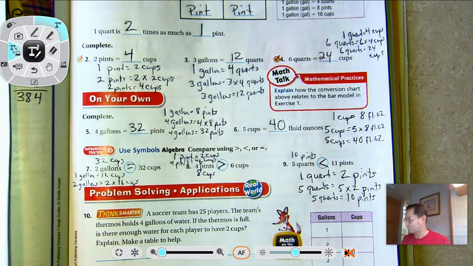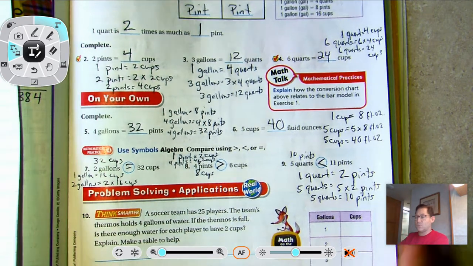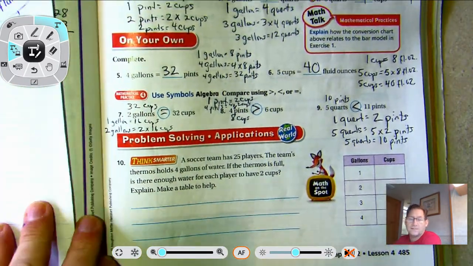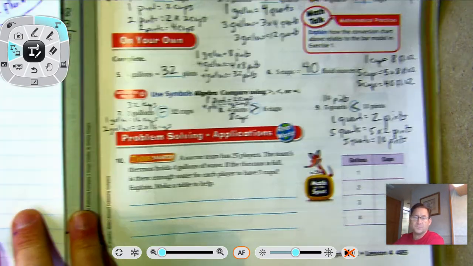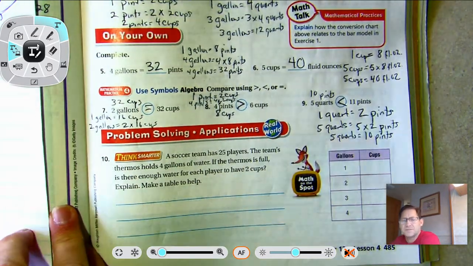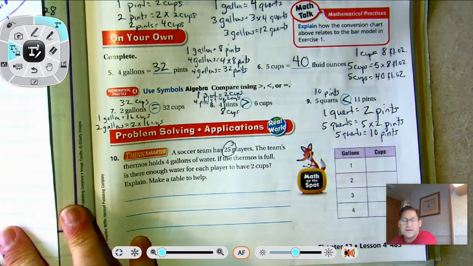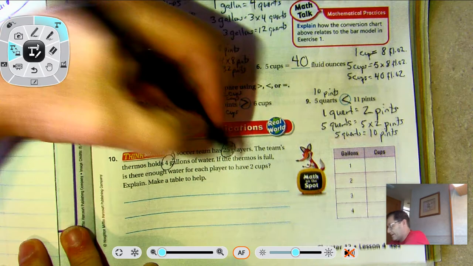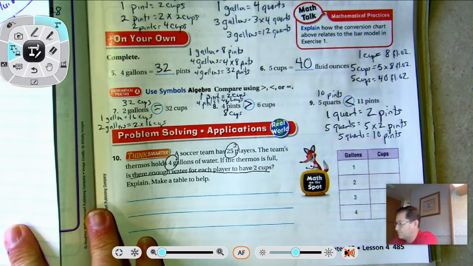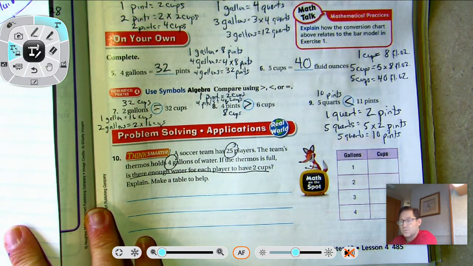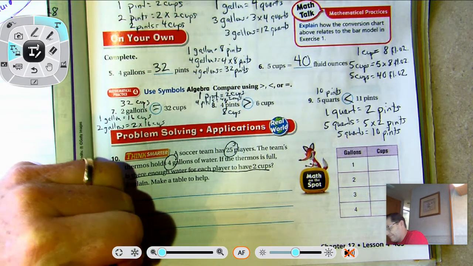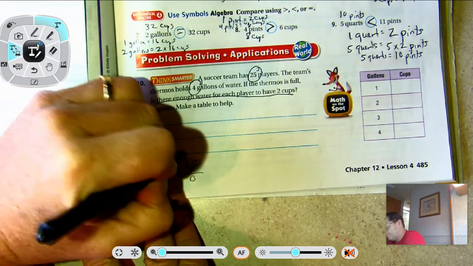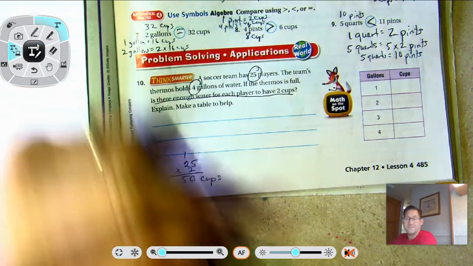All right, number 10. A soccer team has 25 players. The team's thermos holds 4 gallons of water. If the thermos is full, is there enough water for each player to have 2 cups? All right, I need to know that there's 25 players. I need to know that their thermos holds 4 gallons. And our question is, can they have 2 cups of water? Well, we can figure out how many cups of water I need, right? There's 25 players, and if they each have 2 cups, they're going to need 50 cups of water.